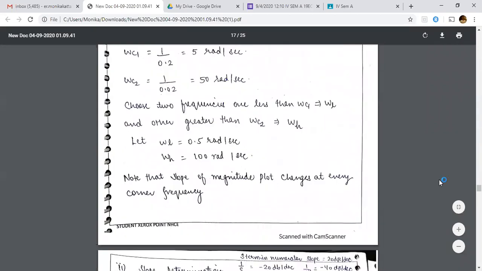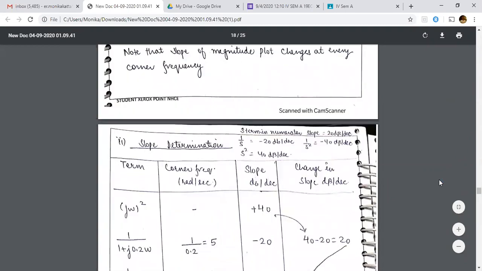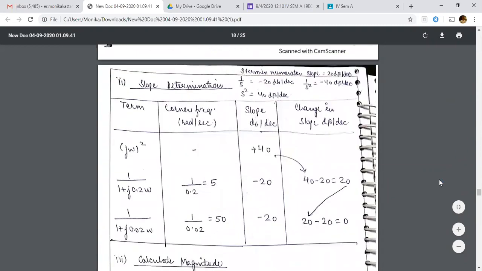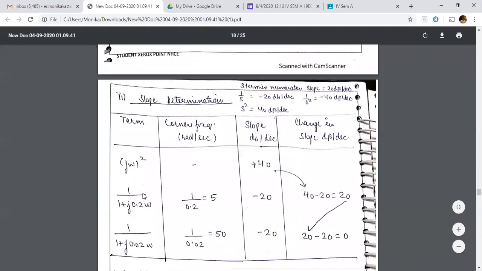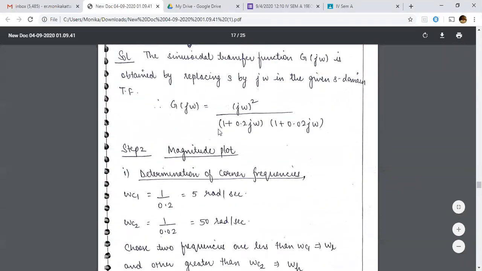Now the second step is slope determination. This is an important step. I had told you in the procedure, in step 2, you will form a table. Now how will you find the slope? You will form a table where you will write the terms given in the transfer function one by one. So you see your transfer function. In your transfer function, you have j omega square. You have written that term first.